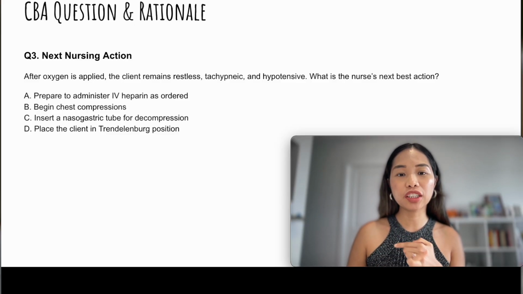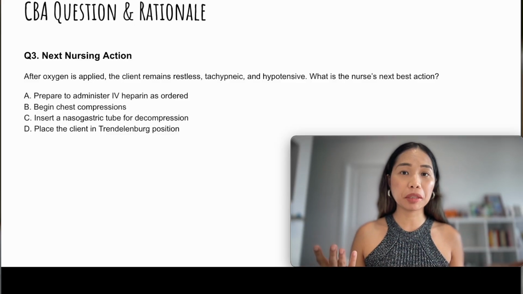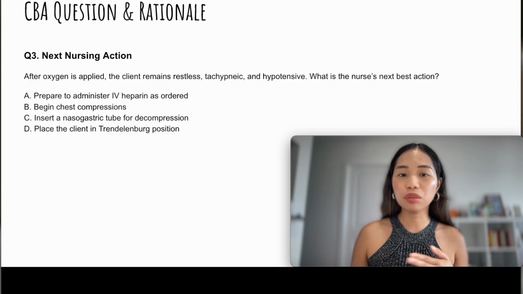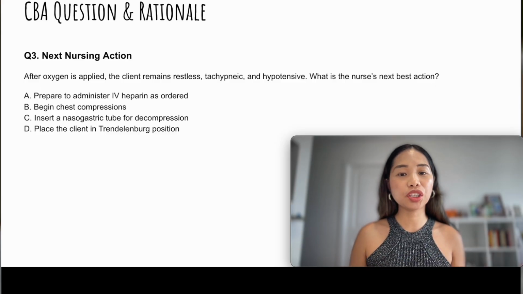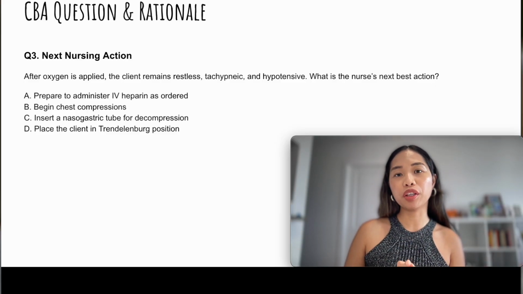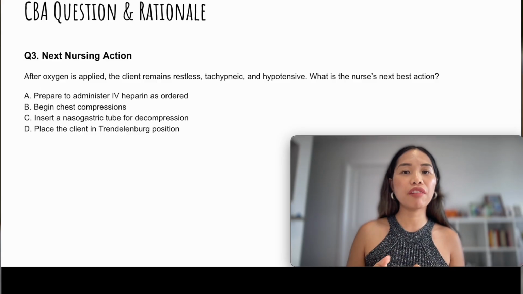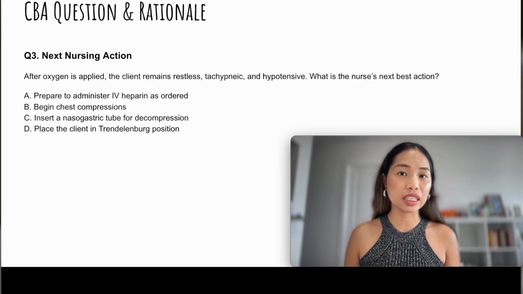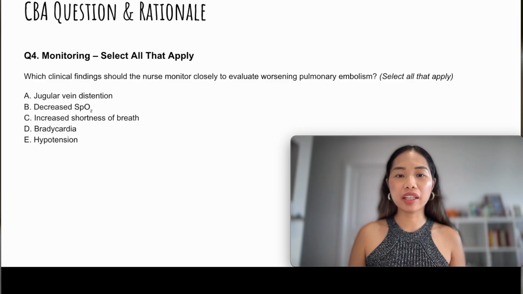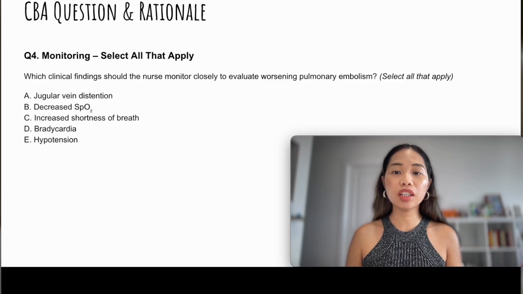And letter B, chest compressions, is not needed unless the patient is having a cardiac arrest. We don't have to put an NG tube. And letter D is not advisable, if you want to put the patient in high Fowler's or semi-Fowler's in this situation. Which clinical findings should the nurse monitor closely to evaluate worsening pulmonary embolism?